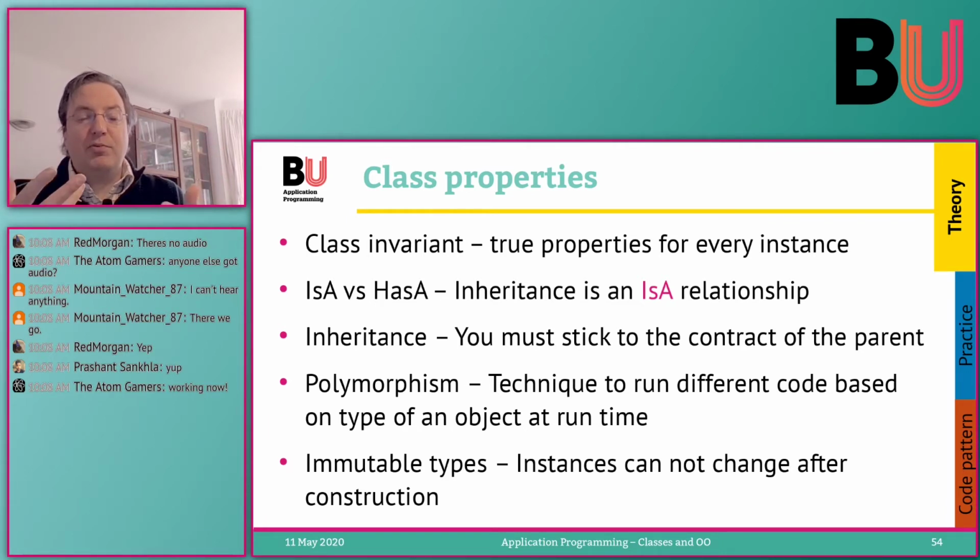So inheritance means that you must stick to the contract of the parent. The parent has certain properties, it makes certain promises to its users, you must stick to those. Everything that is valid to be done on the parent must be valid to be done on the child. Polymorphism allows you to use different things depending on the runtime type.